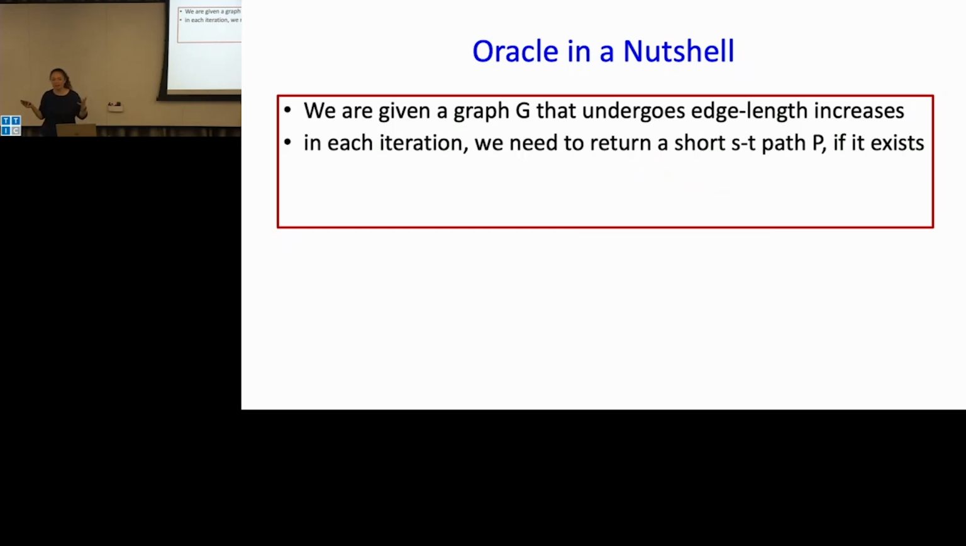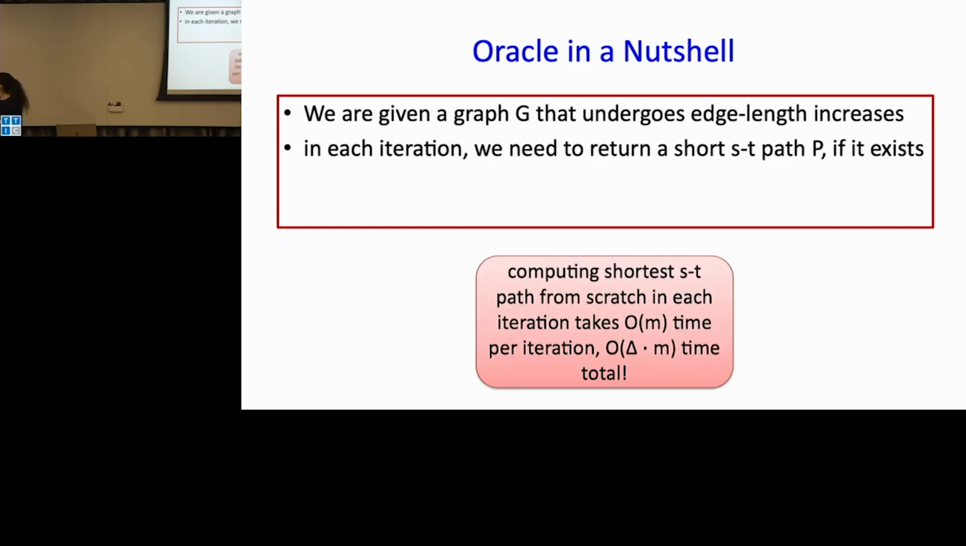And you may say, well, why is it even a problem, right? We all know that there are algorithms to compute a short XY path in a graph, right? Efficient algorithms. But in fact, if you compute this path from scratch, it takes O(m) time, and it's necessary. And the number of iterations that we're going to have is delta, which can be as large as n. So n times m is running time that we cannot tolerate.